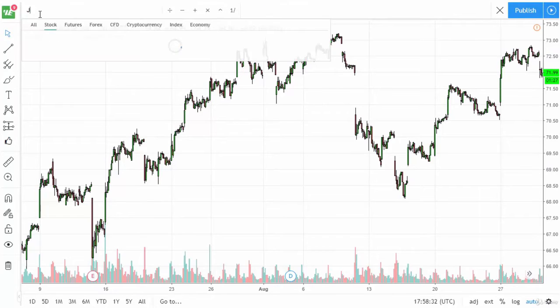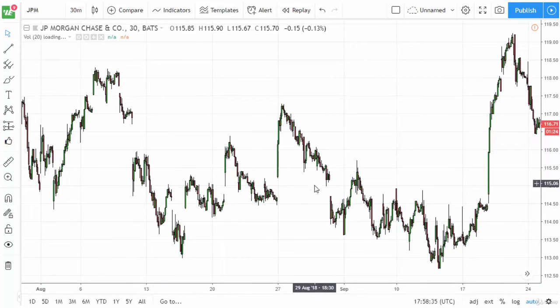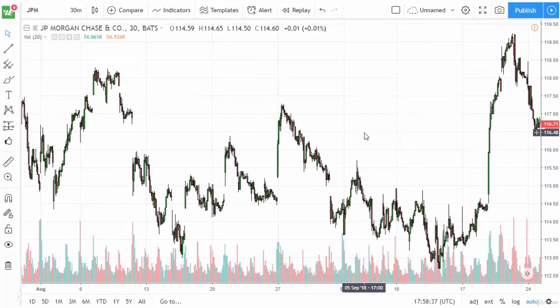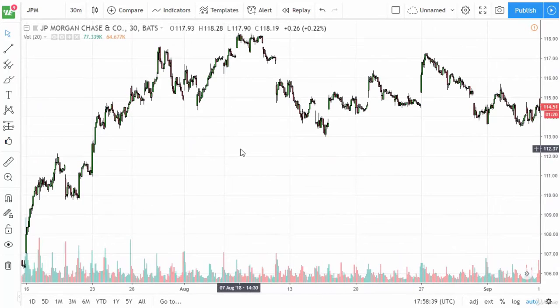Let's go ahead and take a look at, say, JP Morgan, 30-minute chart as well. I'm sure I can find plenty on this if I spend a few minutes. So I could make a case for a descending wedge there, which did in fact hit the top. There's definitely one there.